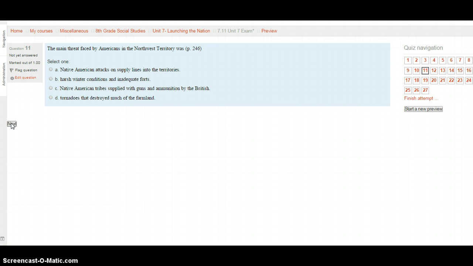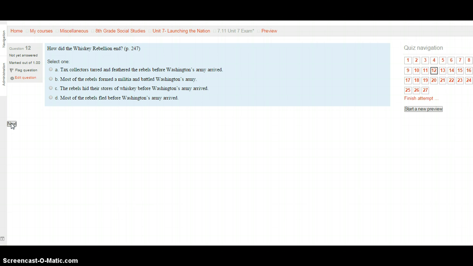Question 11. The main threat faced by Americans in the Northwest Territory was, page 246, A. Native American attacks on supply lines into the territories, B. Harsh winter conditions and inadequate forts, C. The Native American tribes supplied guns and ammunition by the British, or D. Tornadoes that destroyed much of the farmland. So go to page 246, look for the main threat in the Northwest Territory, and when you're ready, hit the next button.